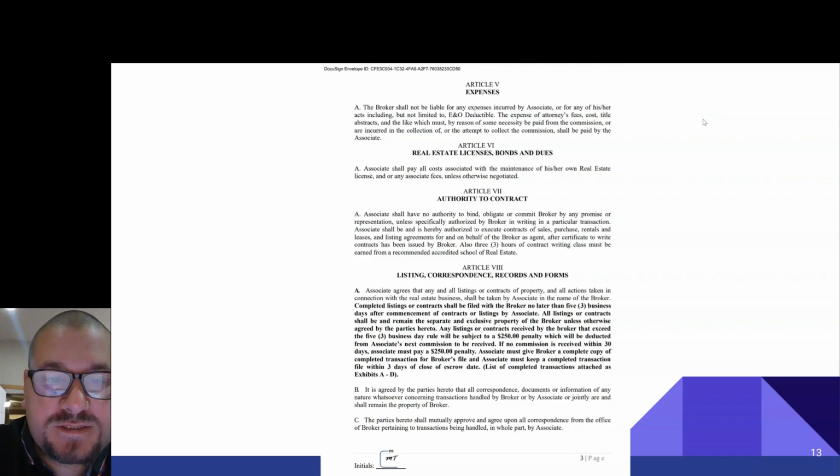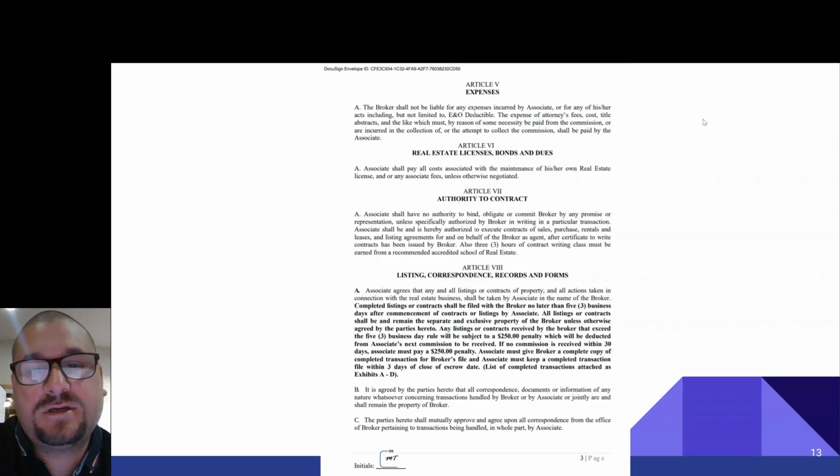All listings or contracts shall be and remain the separate and exclusive property of the broker unless otherwise agreed by the parties hereto. Any listings or contracts received by the broker that exceed the 5 (3) business day rule will be subject to a $250 penalty, which will be deducted from associate's next commission to be received. Wow. So if you don't give them the documents, what's the penalty? $250 on your next commission check.